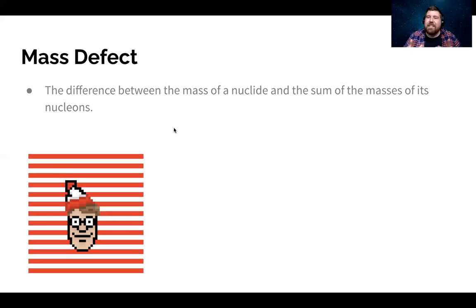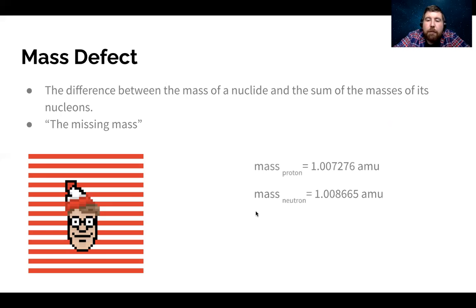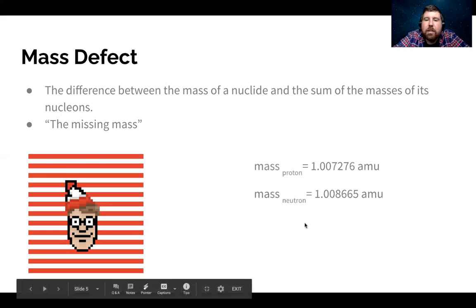What's really fascinating about atoms is that when you take the individual protons and neutrons and put them together, them individually actually is heavier than the isotope or nuclide that they make up. So essentially, there's some missing mass. There's mass that is unaccounted for when we're considering the mass of an isotope compared to the individual parts. For this, you have to know the mass of a proton and a neutron. I've listed them down below.